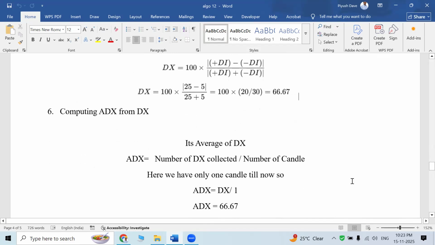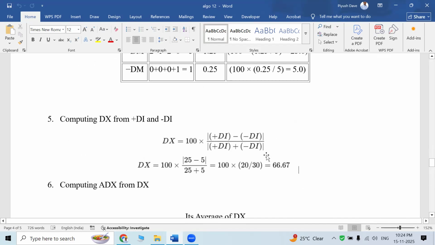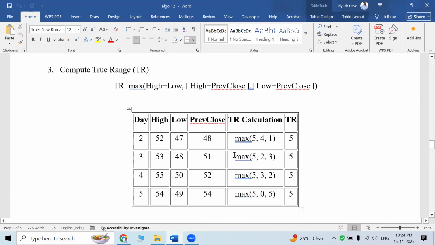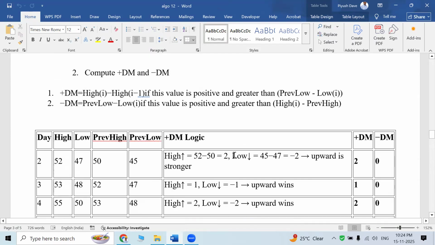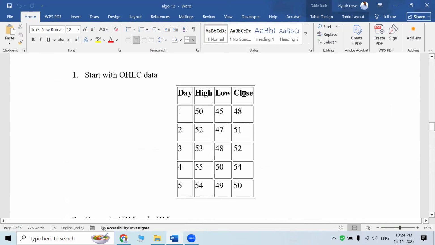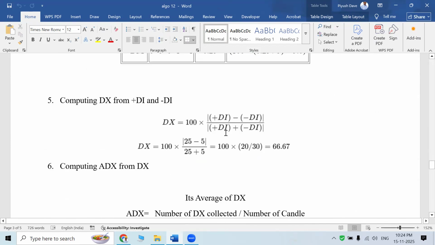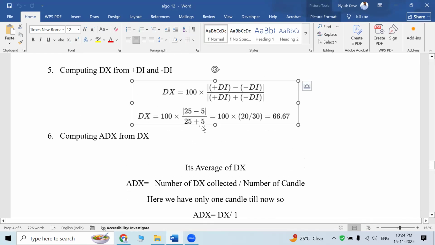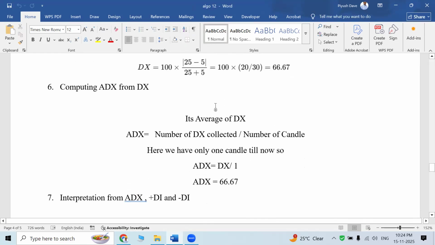Now this you need to do again and again, like this is done for 5 cycles. So you need to collect one more 5 cycle, and again you need to calculate the DX. So DX will be calculated from DI, DI will be calculated from DM and TR, and DM and TR will be calculated from the high, low, close candle. Once we get the DX value, here we need to check how many DX we have calculated. Here we have only taken one cycle, like we collected 5 readings for only one time. So this DX is divided by 1.